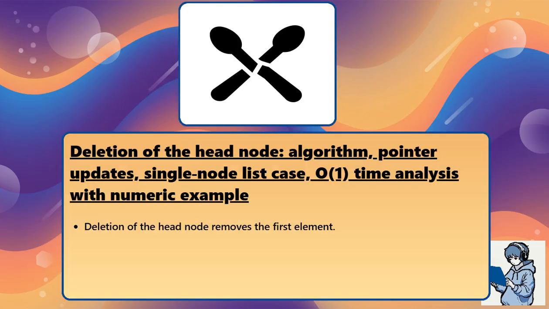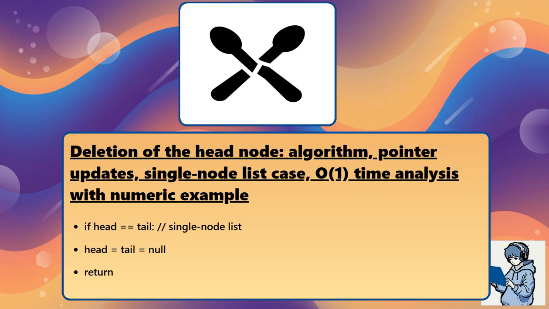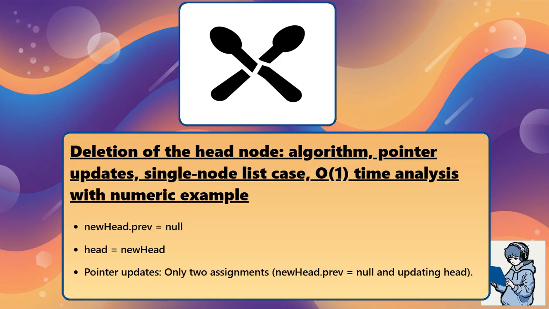Deletion of the head node removes the first element. Function delete head(): if head equals null: error, empty list. If head equals tail: single node list, head equals tail equals null, return. New head equals head dot next. New head dot prev equals null. Head equals new head. Pointer updates only 2 assignments: new head dot prev equals null and updating head.